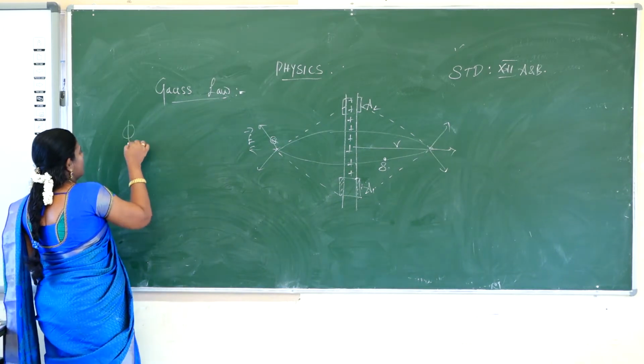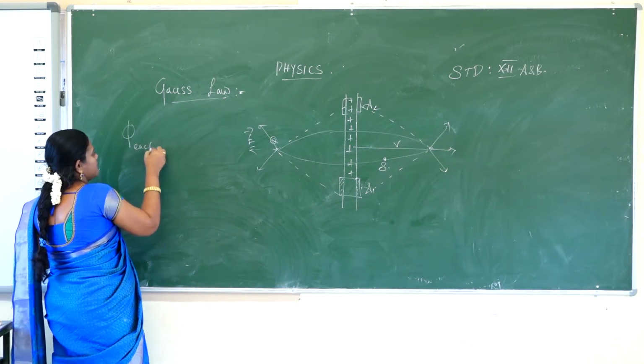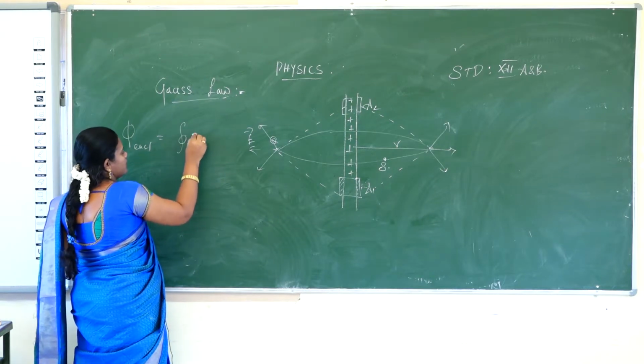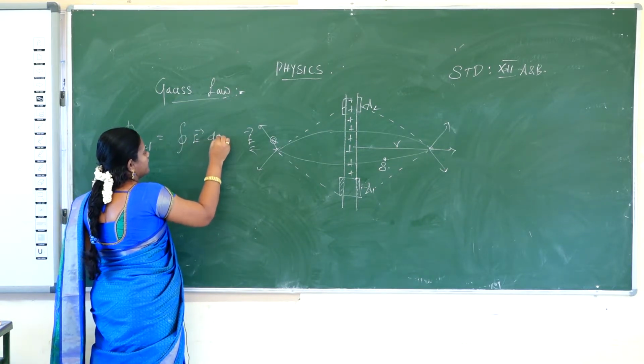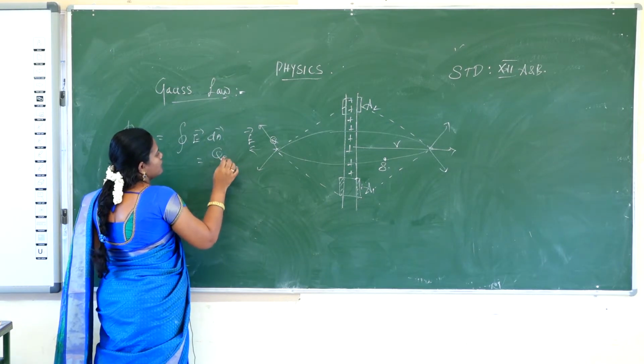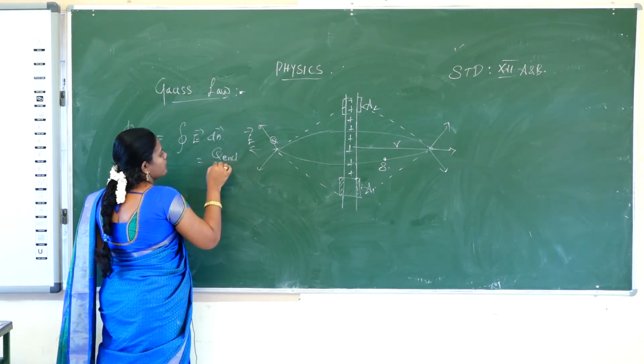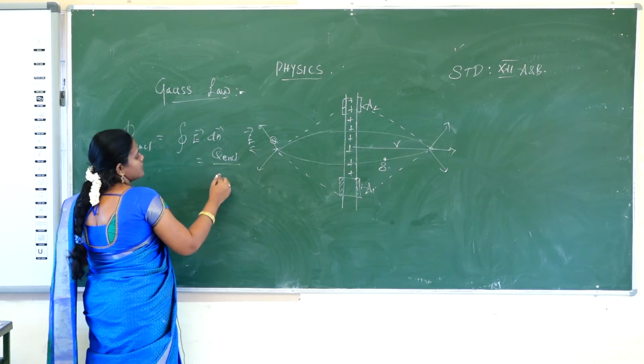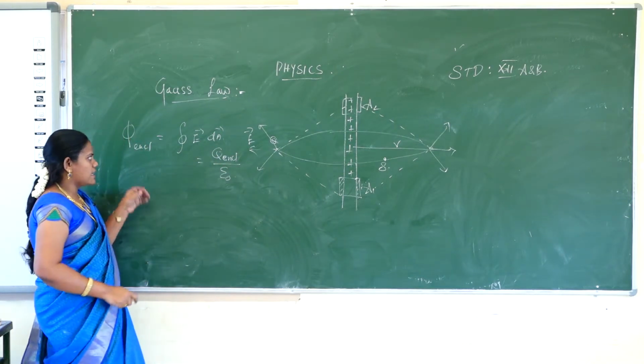So the electric flux through the enclosed surface is equal to the closed integral of E vector dot dA vector, which is equal to the charge enclosed by the surface divided by epsilon naught. That is Gauss law.